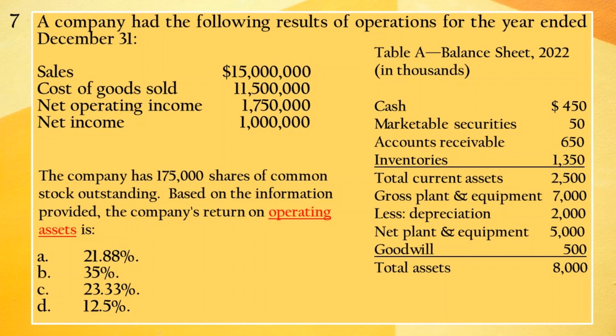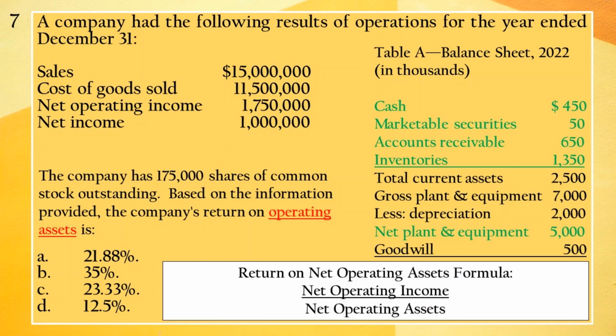So when we think about operating assets, we think about assets that actually have everything to do with the business's main line of business, not any extracurricular activities that the company may partake in. So no investment things or nothing that doesn't have to do with their core operations. Got it? All right, so we know that return on operating assets is net operating income divided by net operating assets. So that information is actually provided in our income statement and our balance sheet. So net operating income $1.75 million divided by net operating assets of, we have a few things here for net operating assets. We have total current assets of $2.5 million, and then we have net plant and equipment of $5 million. Don't be fooled.